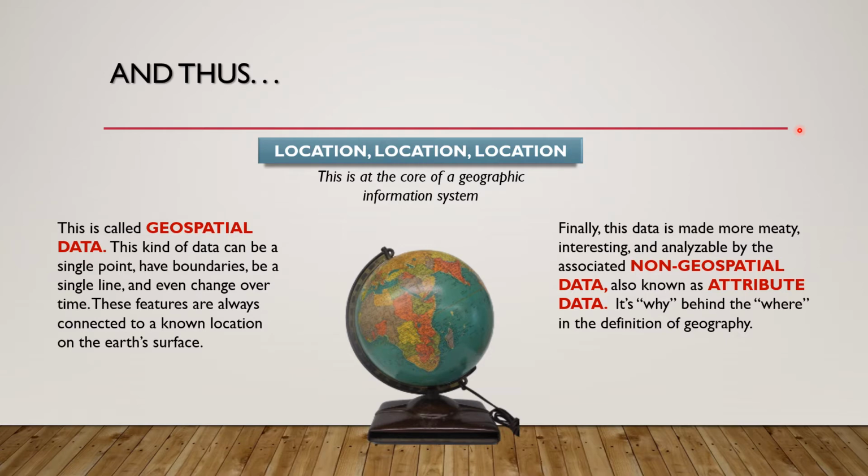If we move over to the right of the globe, this data is made more meaty, interesting, and analyzable by the associated non-geospatial data, which is also called attribute data. And it's the why behind the where of the definition in geography. You'll understand this as we continue through this discussion, but non-geospatial data is all this information we can attach to the geospatial data. The geospatial data is primarily the coordinates that are attached to a thing. And the non-geospatial data is the stuff that tells us about what's at that point. Okay, so moving forward.